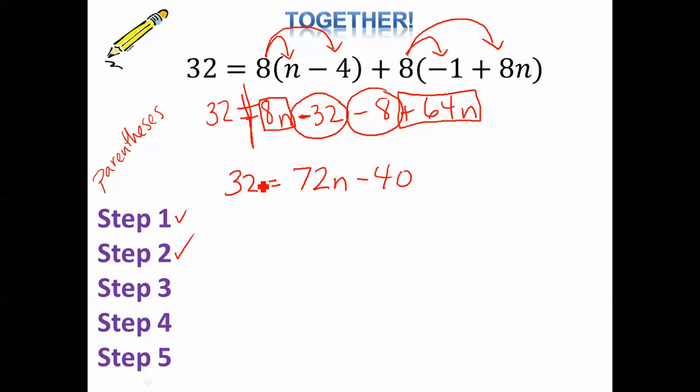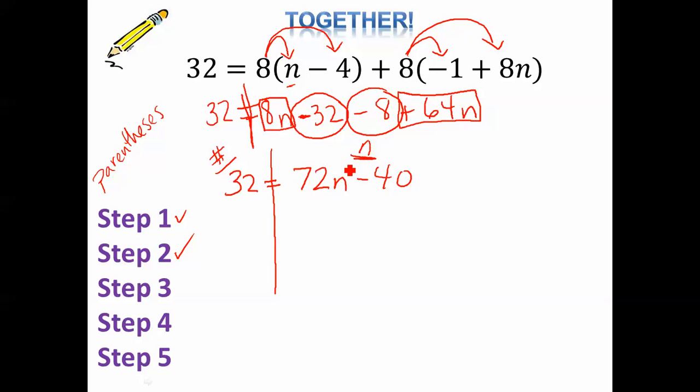Our next step is to separate. We draw our line. We want our n's, our variable on one side. We look. We have an n on this side, none on this side. So we're going to leave our n's where they are. We'll put our numbers on the other side. So we look at the left. We have a 32. That's a number. It stays. We're in good shape there.